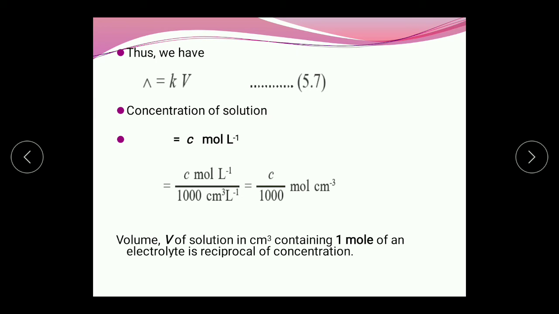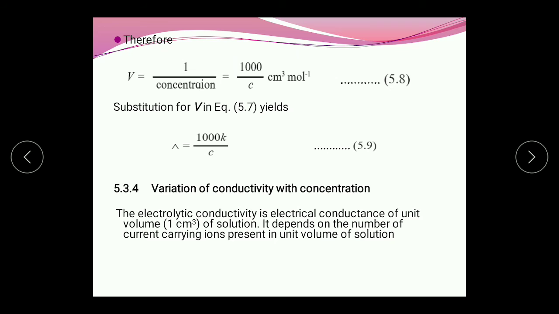Now, the volume V of the solution in cubic centimeter containing 1 mole of an electrolyte is always a reciprocal of concentration. V is equal to 1 upon concentration. Volume is always reciprocal of concentration. Hence, 1 upon concentration, substitute the value. As we know, concentration is C upon 1000. Hence, V will be 1000 upon C. And the unit will also be reversed, that is cm square per mole.